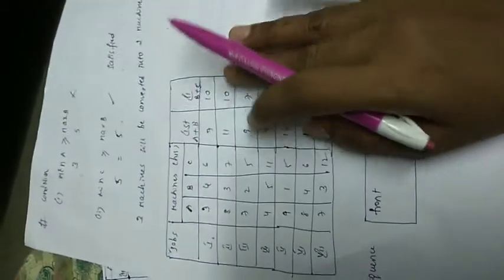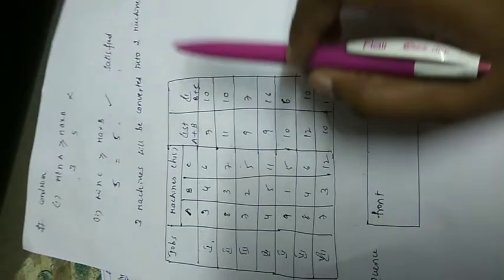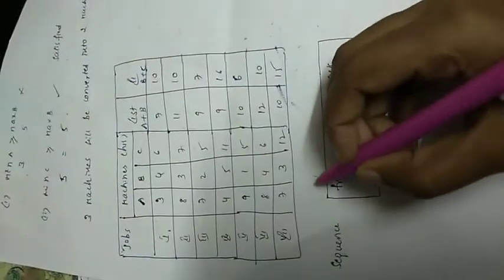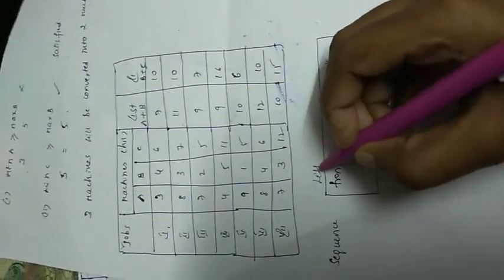So first machine and second machine: for the first machine A plus B, and for the second machine B plus C. Now we are going to do the sequencing. So now we are going to form the sequences, front and back. What is front? Front is nothing but the left side, and back is nothing but the right side. This is the left side, and this is the right side.